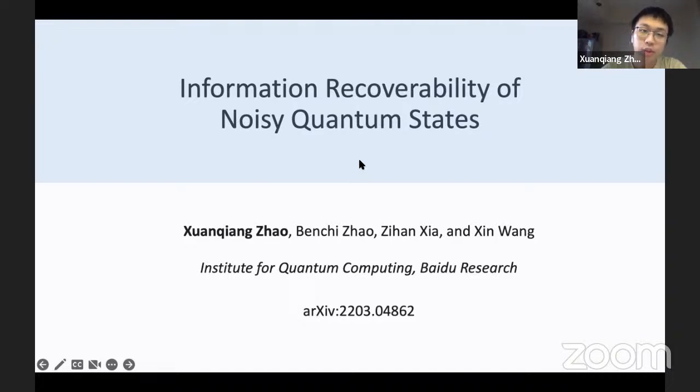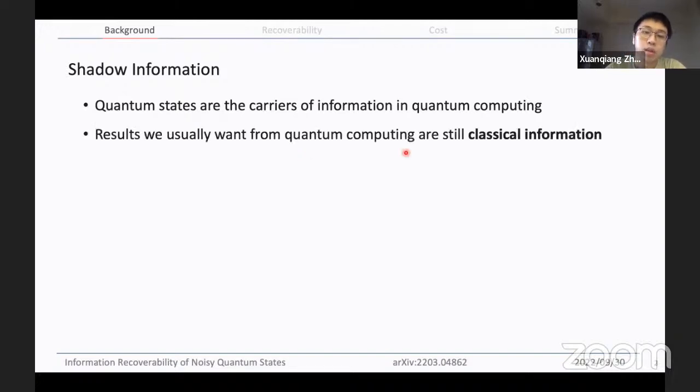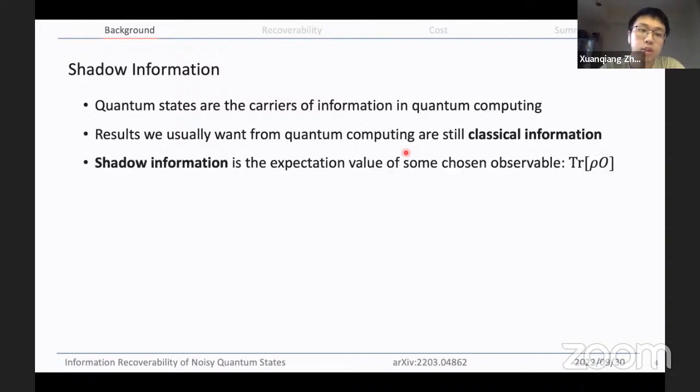The information we refer to here in the title is the shadow information. We know that quantum states are the carriers of information in quantum computing. It not only carries quantum information, but also classical information. And the results we usually want from quantum computing are still classical, like the measurement results of some quantum systems. So shadow information is one kind of classical information. That is the expectation value of some chosen observable.